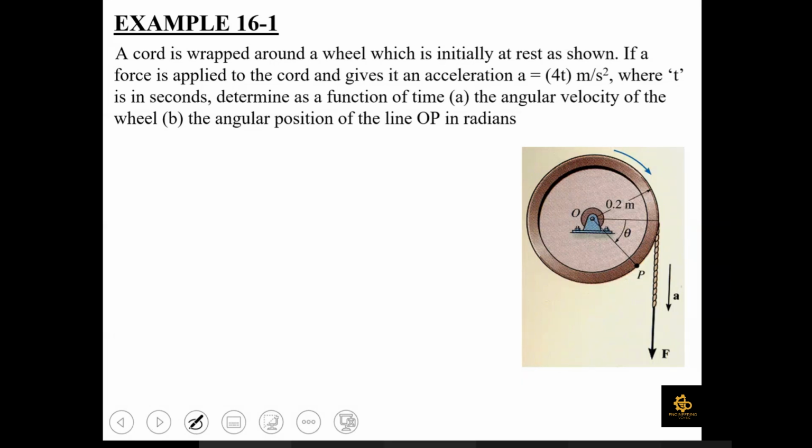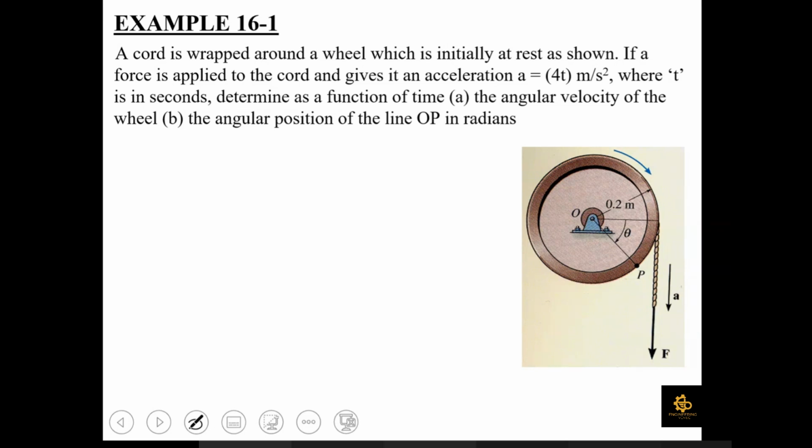Okay, so starting with example 16-1, we have a cord which is being wrapped around a wheel which is initially at rest as shown to you. So you have a wheel which is grounded at its center. So the motion which is possible in this wheel is that of pure rotation about its center point O. So you have wrapped a cord around this wheel. Initially the wheel is at rest.